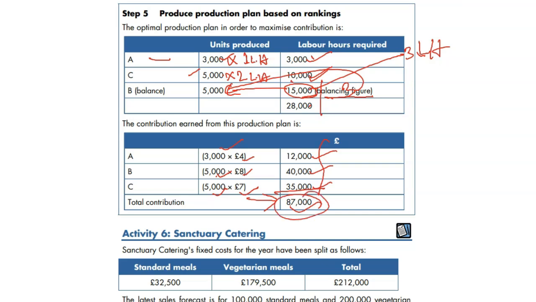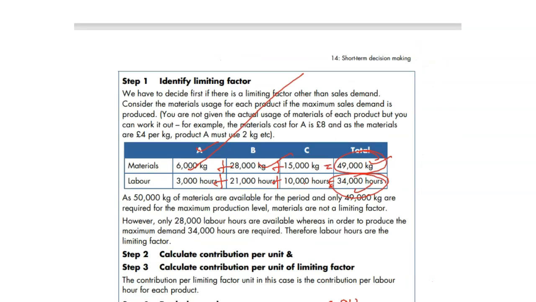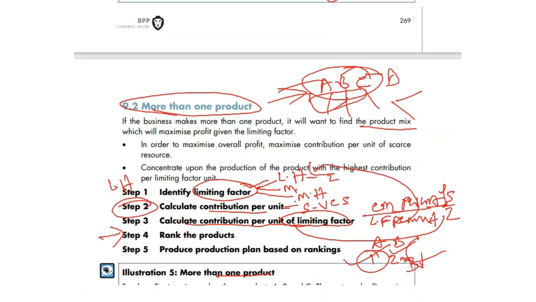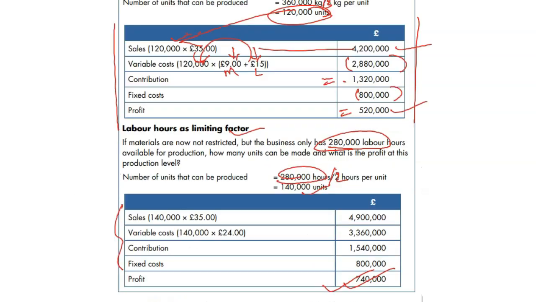And this is all about your limiting factor analysis, which we also call scarce resource, or key factor.